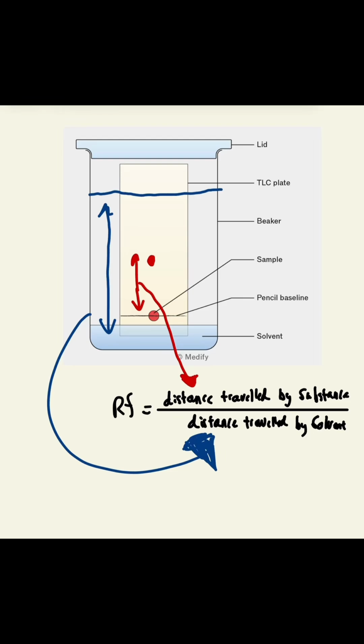To summarize, chromatography separates substances based on their interactions with the stationary and mobile phases. And analysis of spots and the RF values help determine the composition and also the purity of the substance as well.